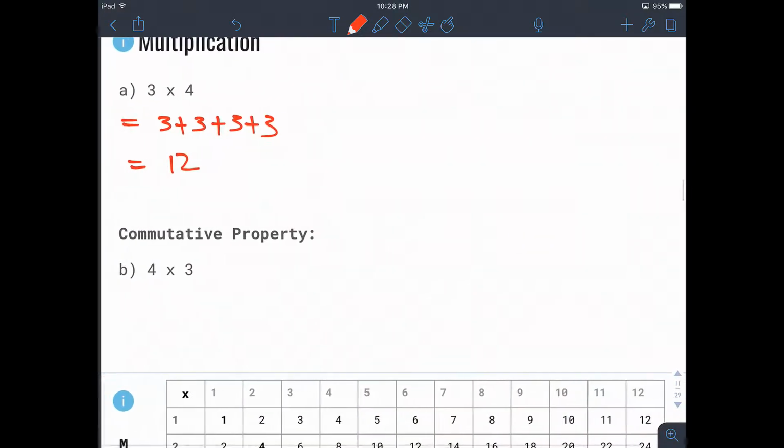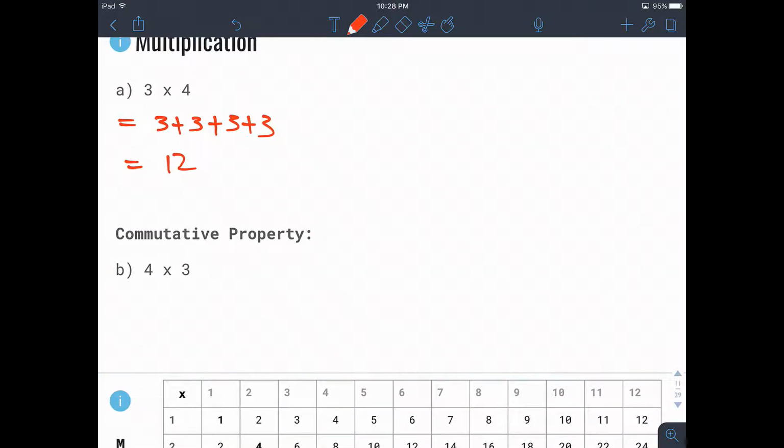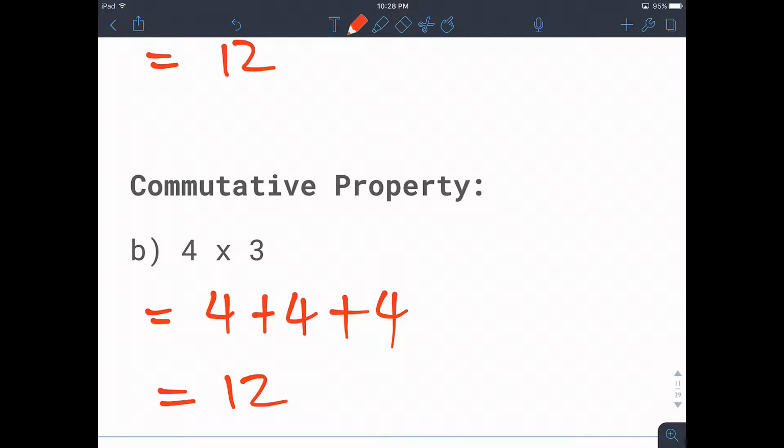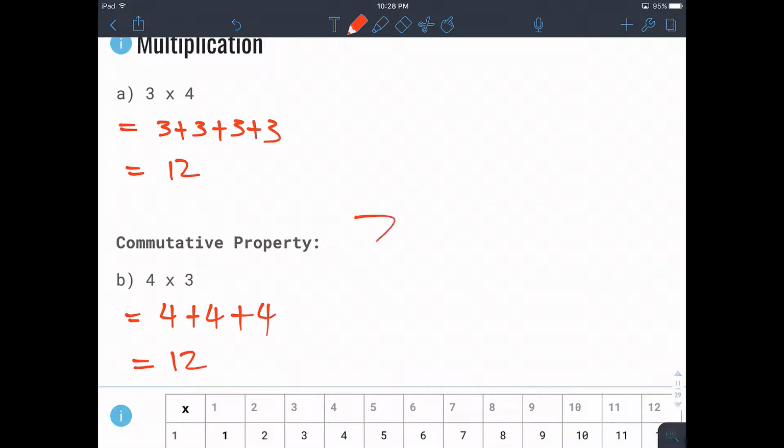And let's look at the commutative property, where we're doing 4 times 3. Well, we're going to do the same thing. We're going to repeat the addition of 4 3 times: 4 plus 4 plus 4, where 4 plus 4 is 8, and 8 plus 4 is 12. Therefore, we can say that 3 times 4 equals 4 times 3 because of our commutative property of multiplication.